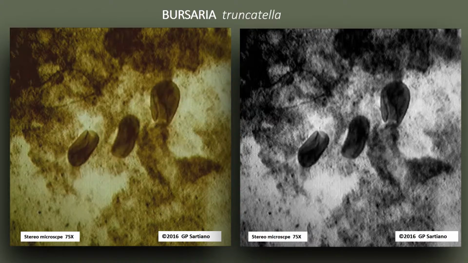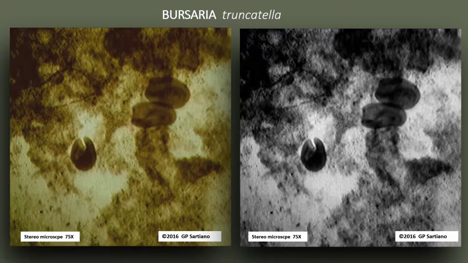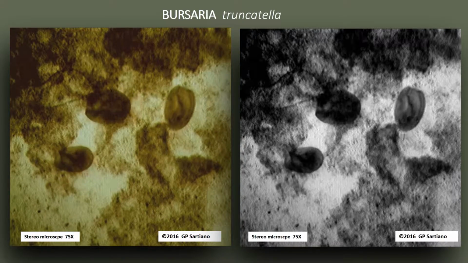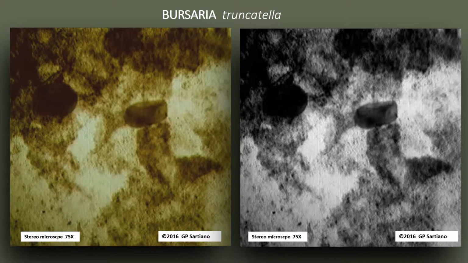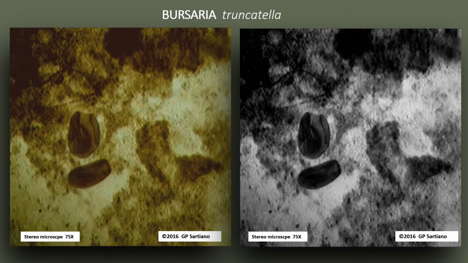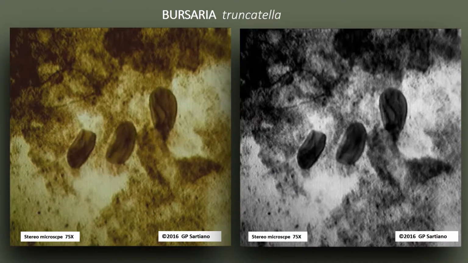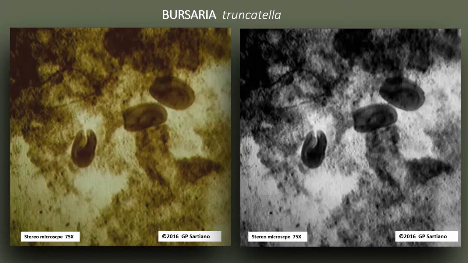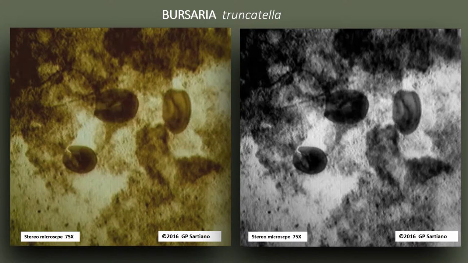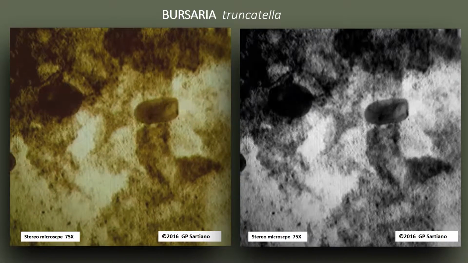Bursaria truncatella is a very large, scoop-shaped, yellow-brown or dark brown, rapidly swimming ciliate, as seen here on a non-cover slipped preparation at magnification of 75 times.